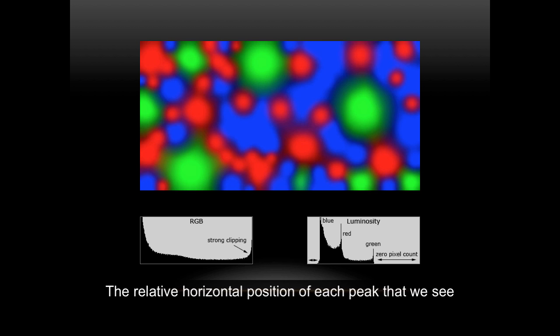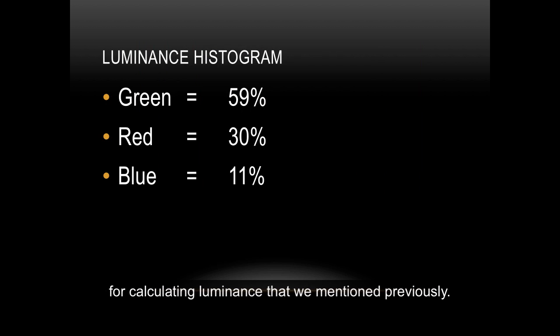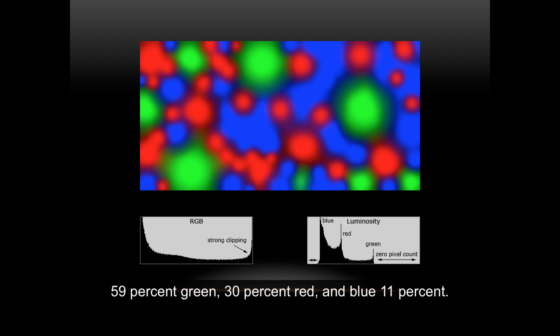The relative horizontal position of each peak that we see in the luminosity histogram is in accordance with the percentage that's used in that weighted average for calculating luminance that we mentioned previously: 59% green, 30% red, and blue 11%. Now look at the luminosity histogram.